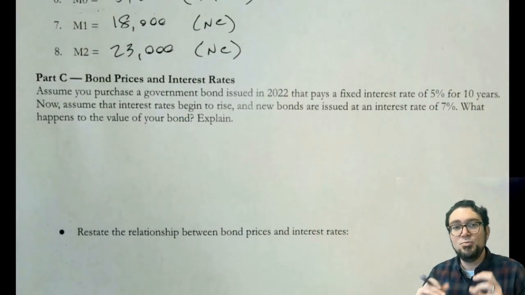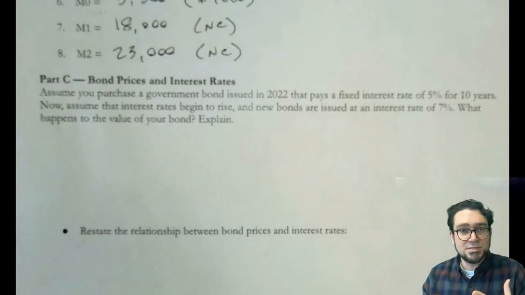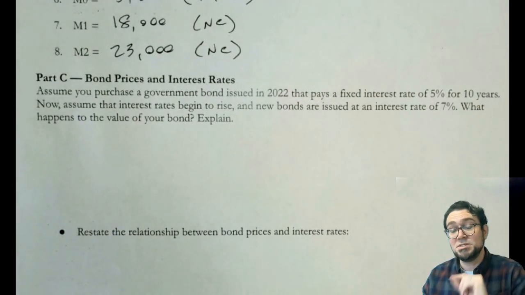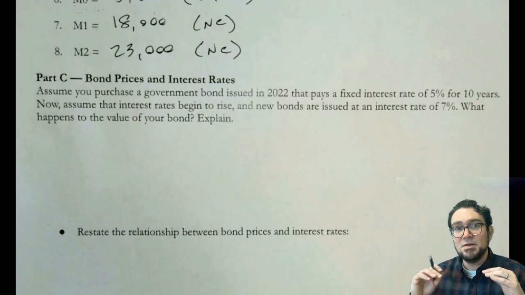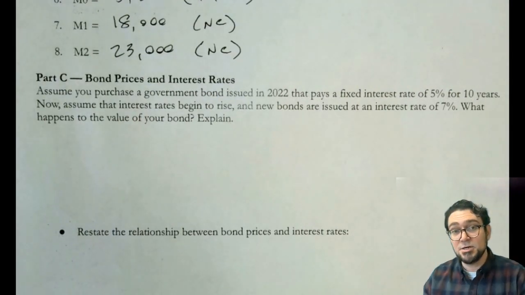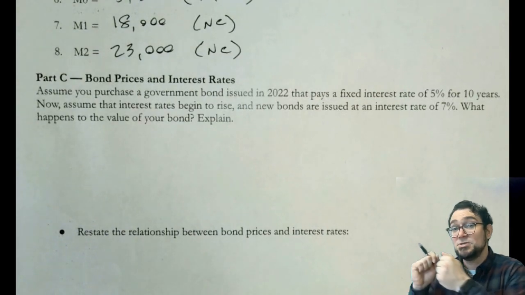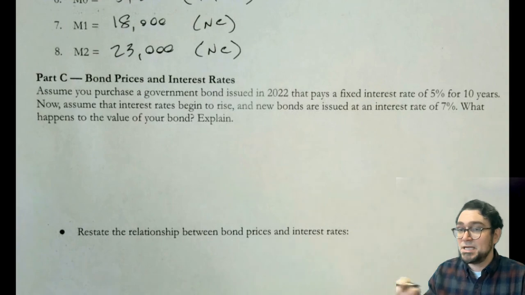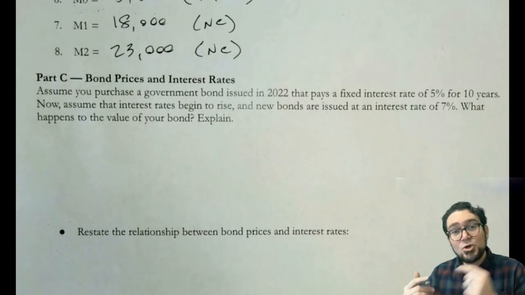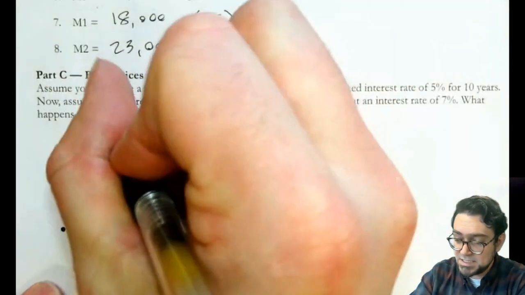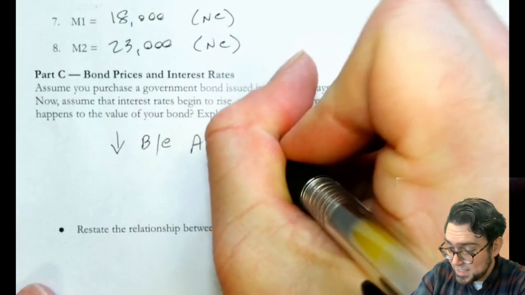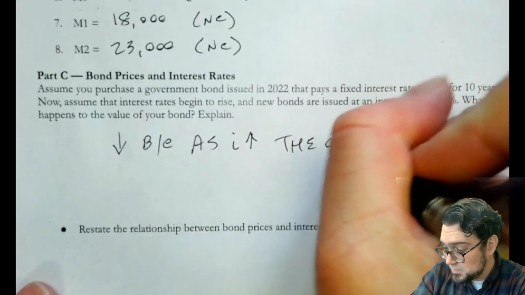Now, the last part on this page is thinking about bond prices and interest rates. I want you to think about if you basically bought a government bond issued a few years ago and it paid 5% interest for 10 years. It's a fixed interest rate. It's never going to change during those 10 years. And now assume all of a sudden that interest rates start to go up and new bonds are going to start paying 7% interest. In other words, you have this piece of paper that says you're entitled to 5% interest. So what's going to happen to the value of your bond as new ones start getting issued that pay 7%? Well, your bond's value is going to go down. We would say decrease.